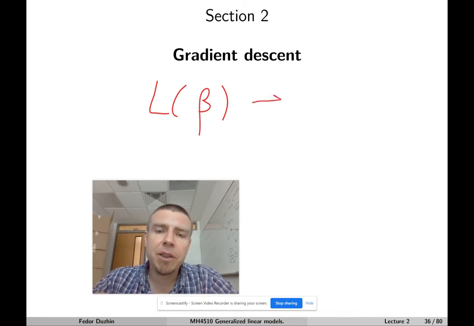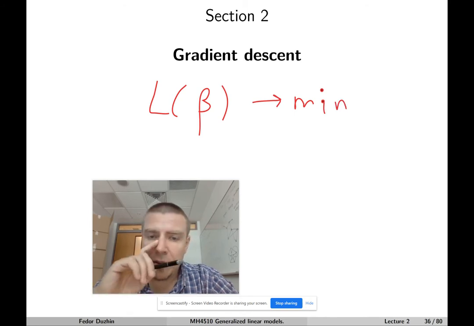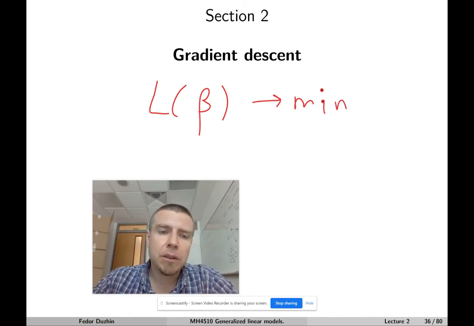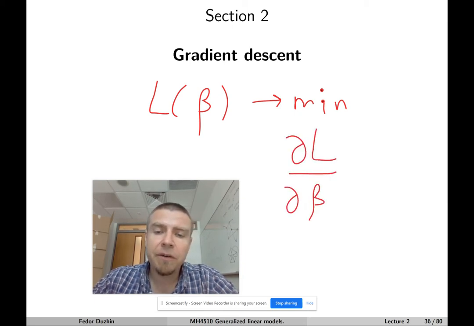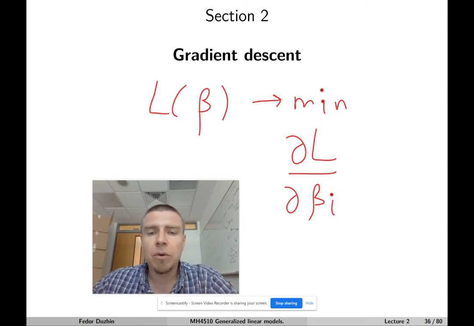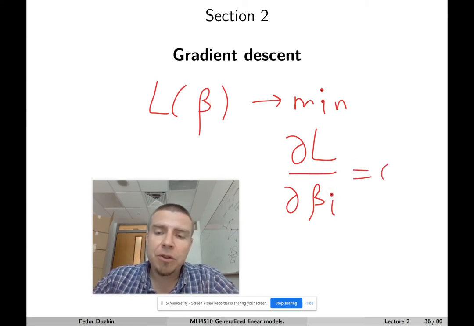So we want to find the minimum value of our loss function. To do this, we calculate partial derivatives of our loss function with respect to beta. The vector beta has p plus 1 entries, and we equate them to 0. Now, for linear regression, we are able to solve these equations explicitly.